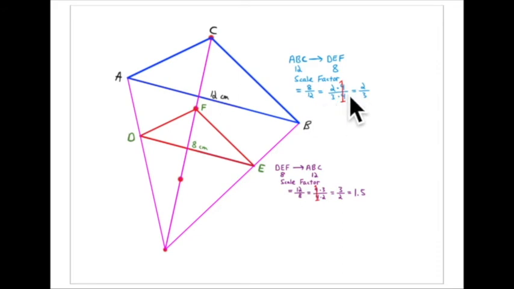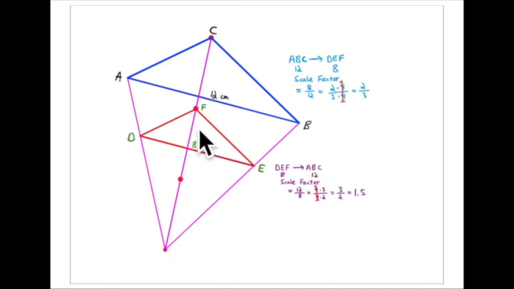These 4's cancel out, and it leaves you with 2/3. And so notice in scaling, going one direction, it's one scale factor, but if you want to return to the original and go the other direction, the scale factor is the reciprocal. So in this case, it's 3/2 to go from DEF to ABC, and it's 2/3 to go from ABC to DEF.